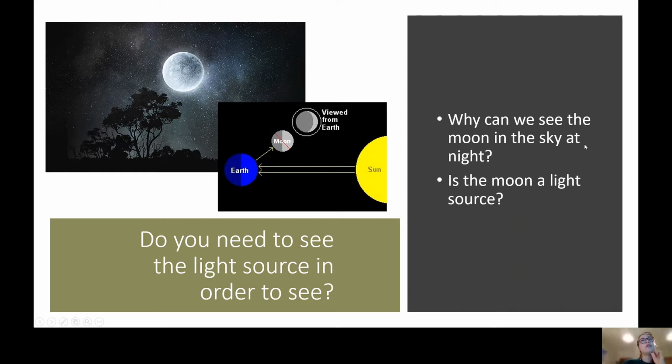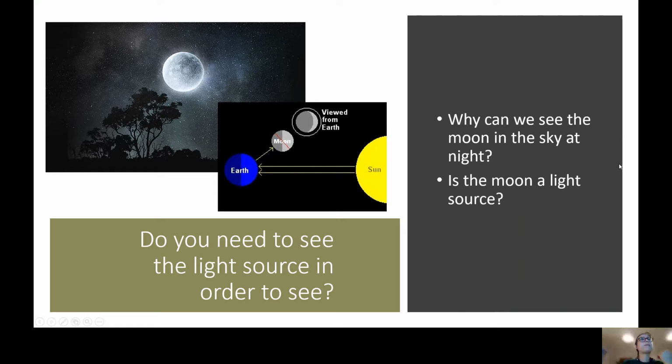So here's a question for you. Is the moon a light source? The answer is no. The moon is not a light source. It's not producing light. The sun is a light source. The moon merely reflects the sunlight back.